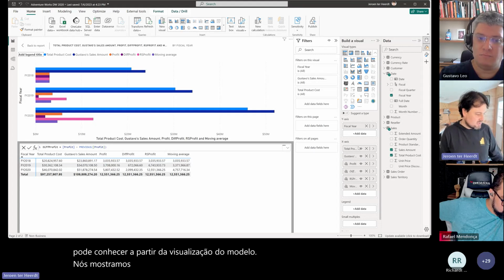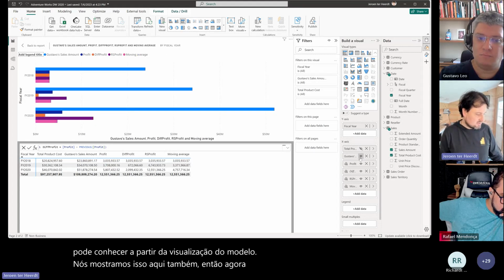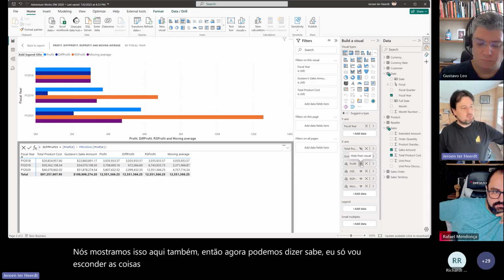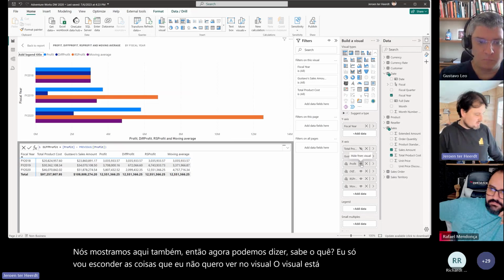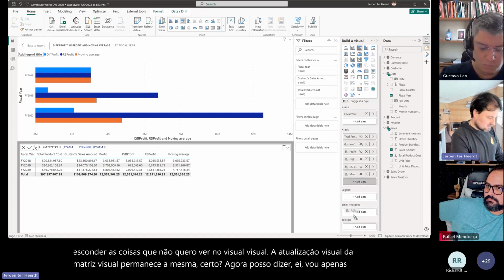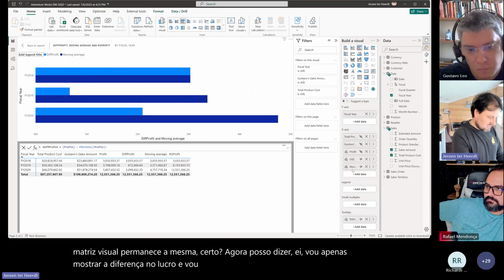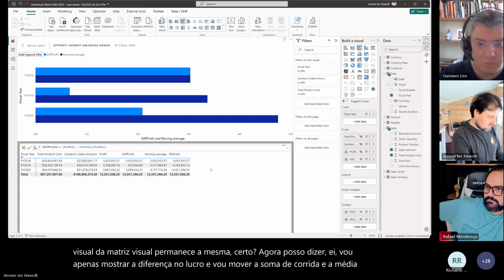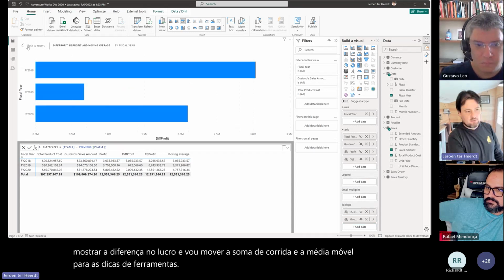So now we can say, you know what? I'm just going to hide the stuff that I don't want to see on the visual. Look, the visual is updating. The visual matrix stays the same, right? I can now say, hey, I'm just going to show the difference in profit, and I'm going to move the running sum and the moving average to the tooltips. And now I actually have the visual that I was after.